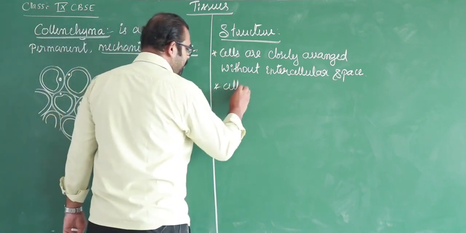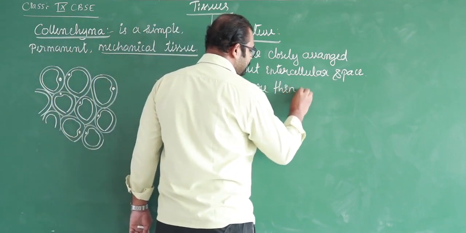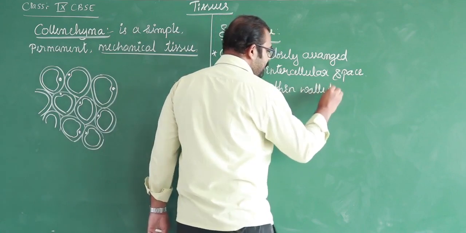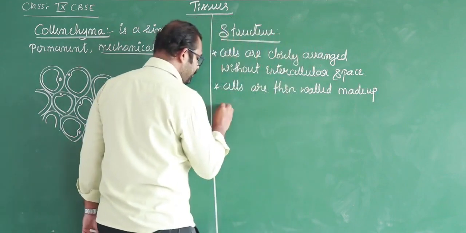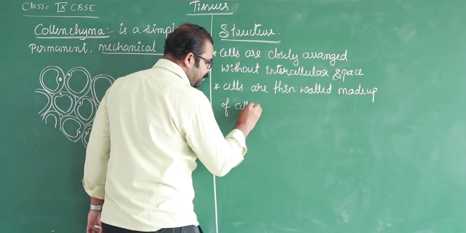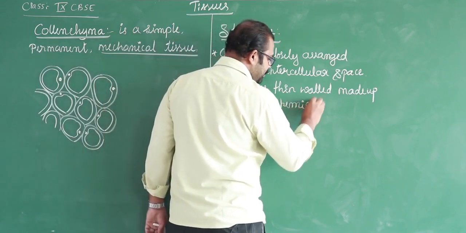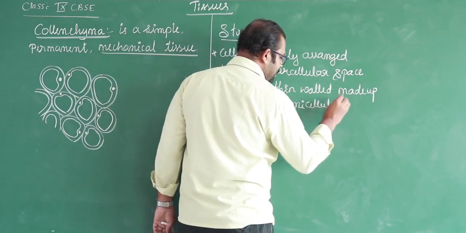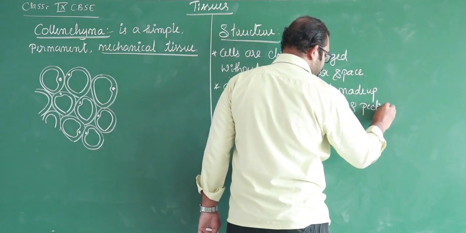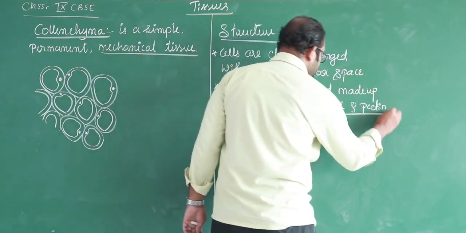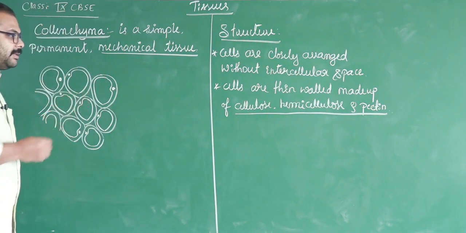Cells are thin walled, made up of cellulose, hemicellulose and pectin. You see that this is the thin wall, and cellulose, hemicellulose and pectin are deposited on it.